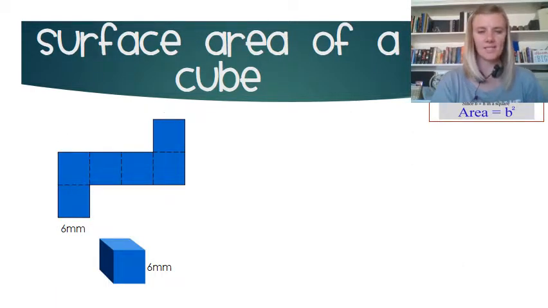Okay, so here's an example. What I'd like you to do right now is pause the video and try to solve this one on your own. We have the surface area of a cube, and one side length is 6 millimeters. So go ahead and pause your video.